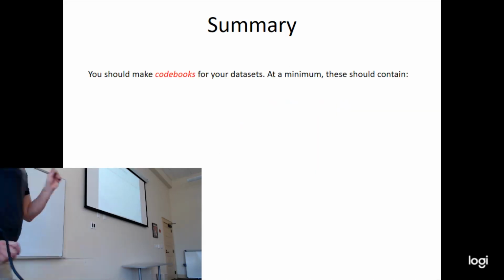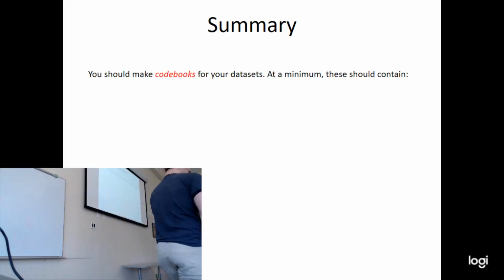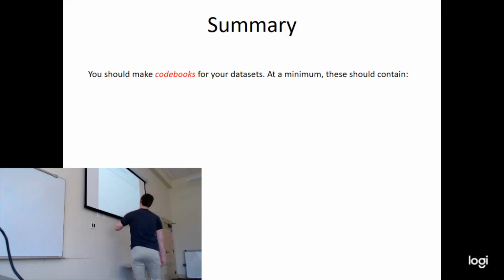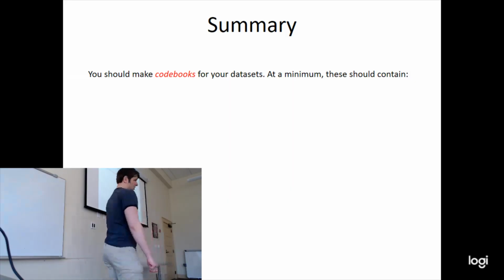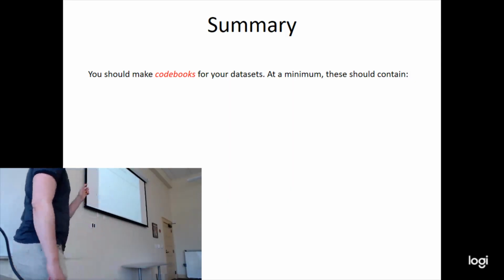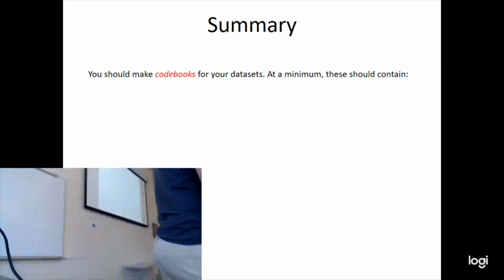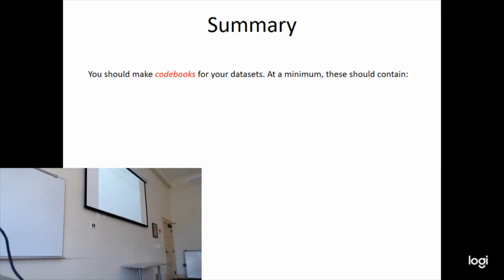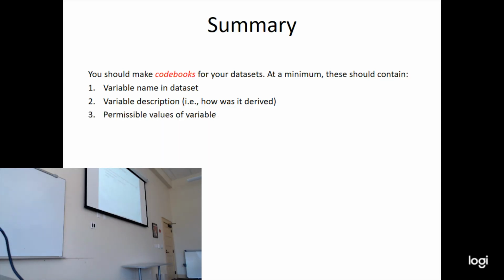Okay, now I'm going a little bit late, but just to reiterate the topics from this lecture. Make sure to make code books. You're future-proofing yourself against forgetting what the heck it is that you're doing, and you will forget. Just the nature of things. And these should contain variable names in a given data set, a description of those variables, and the values that are possible.